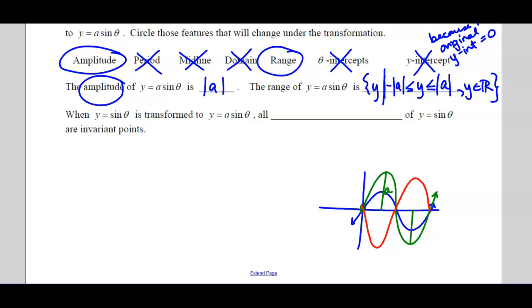Okay, so what are the invariant points? Notice where all those graphs that I drew, are they the same? Sorry, are they invariant? Yes. And what are they? They're the original theta intercepts.